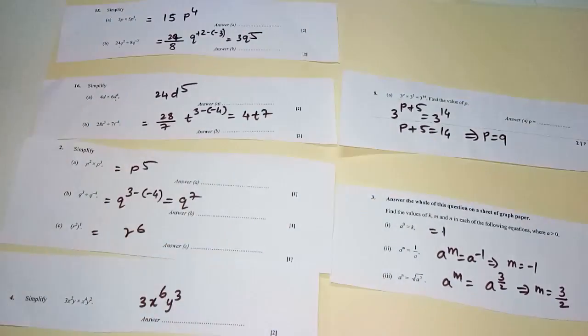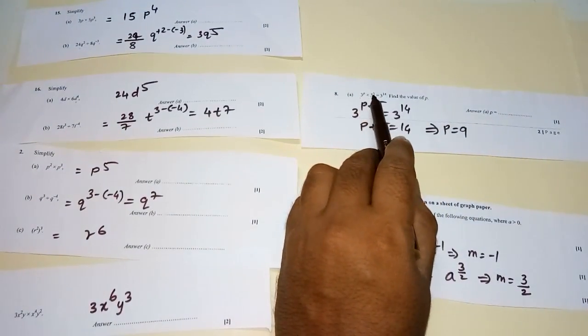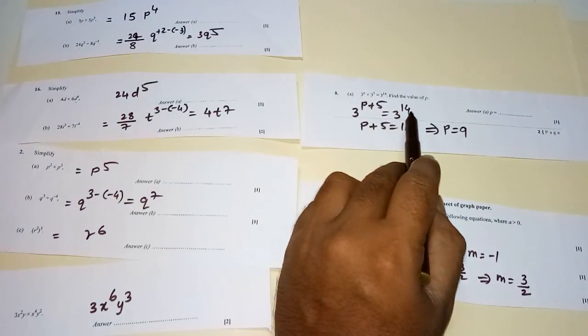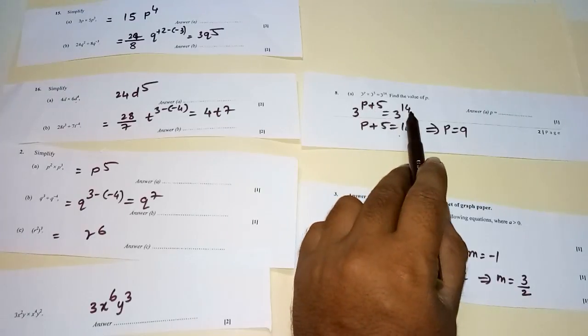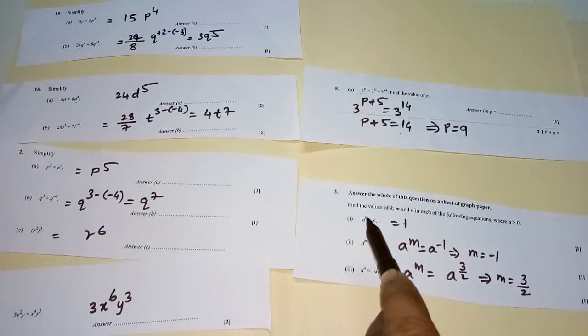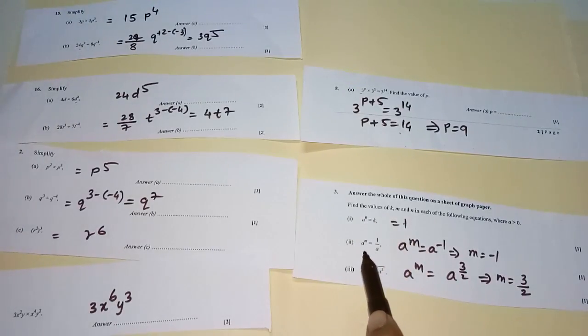And these are a couple of good questions, I would say. So first of all, here you can add up: 3 to the power p plus 5 is going to be 3 to the power 14. So p plus 5 is 14, because the base is the same, so the power has to be equal. So p is 9. This one is anything to the power 0 is going to be 1. Here to get m, first you write 1 by a as a to the power minus 1. So m is equal to negative 1.